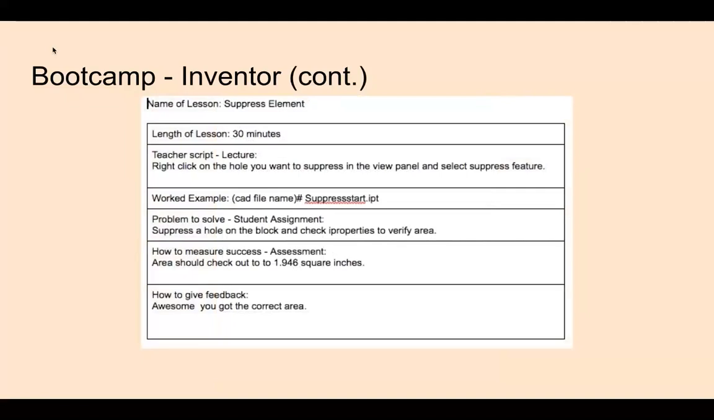And then right-click on the hole that you want to suppress, if we're going to suppress elements in the view panel, and suppress it. And also, this is a really good lesson to have students look at the mass, then suppress a feature, update the mass, and then look. We can see, hey, the feature is still there in the model tree. It's suppressed. So in the model, it acts as if it was never there. But in our model tree, we can turn that back on, update the mass, and we'll see that the mass has changed, and that feature is visible now.